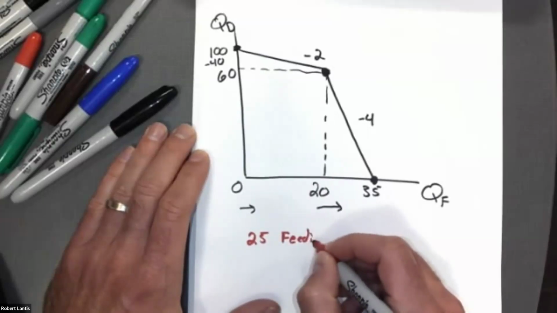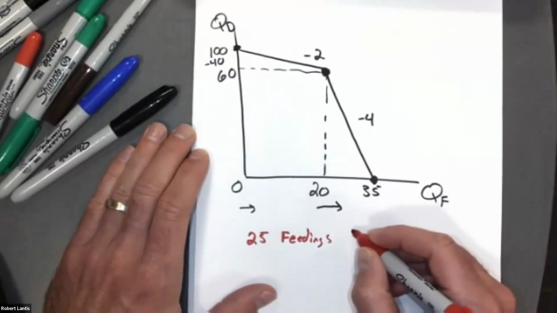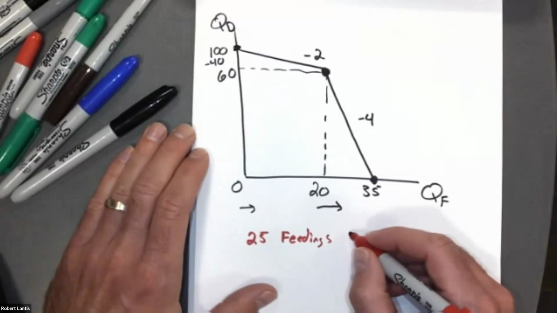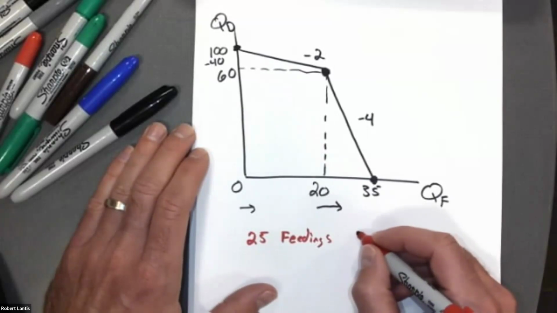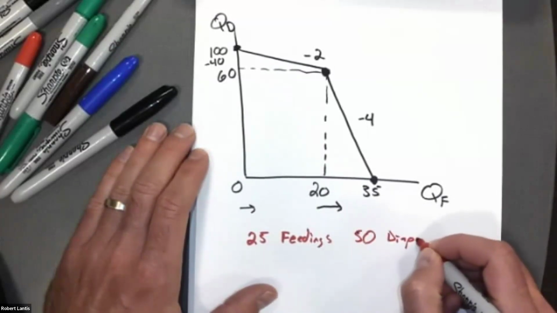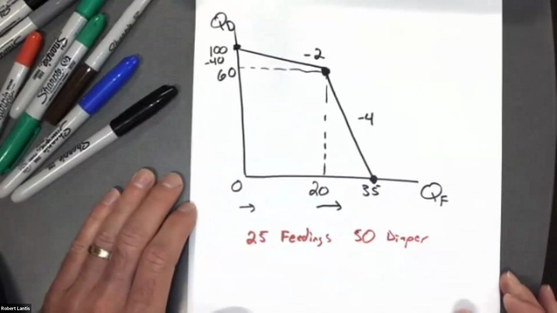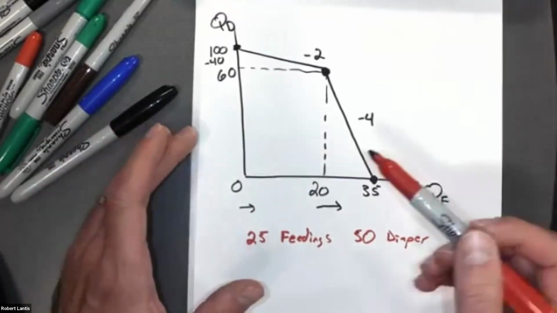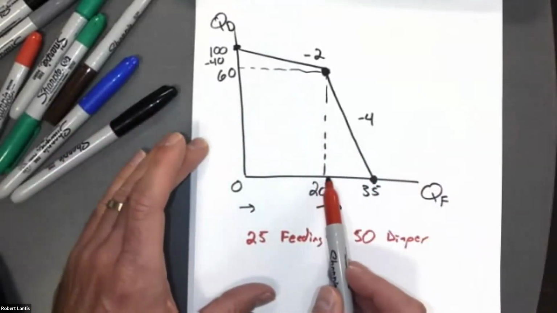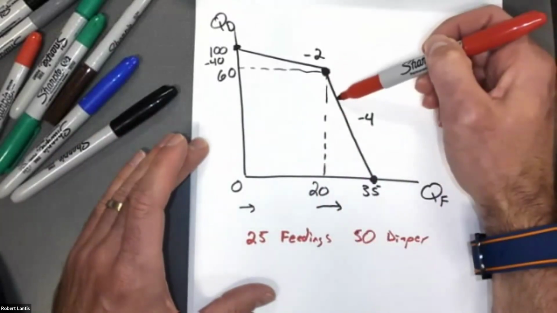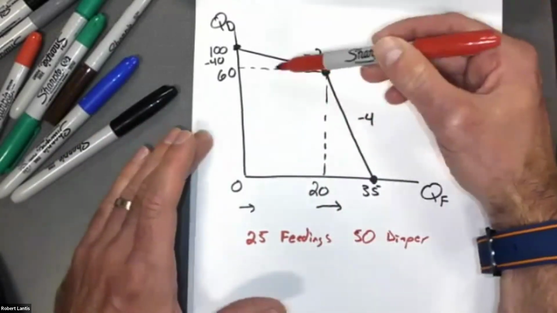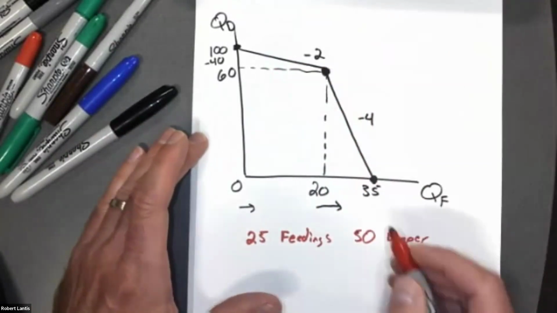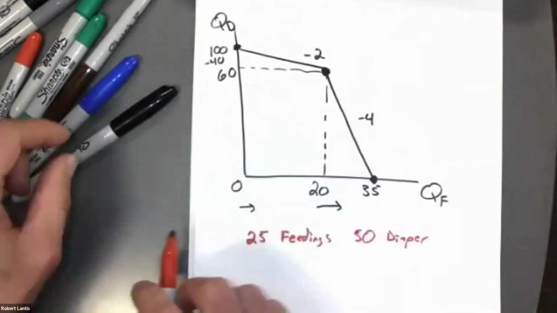25 feedings and, let's say, 50 diaper changes on that curve? Well, I don't know, right? Without doing the math, because, oh yeah, if I want a few more feedings, I'm going to have to give up some diapers. It looks like maybe it could be, but I'm not really sure, right? Maybe that point's down here, maybe it's above here.